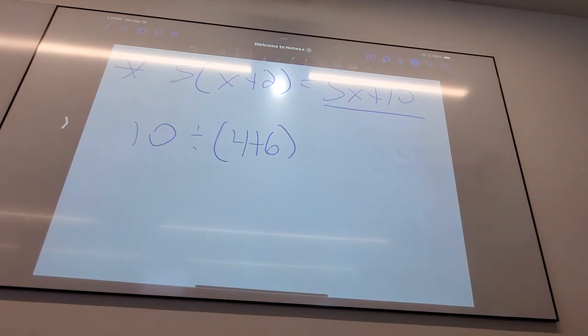If I try to distribute, what do I get? 10 divided by 4 plus 10 divided by 6. That is not 1. So distributivity does not work for division, not this way, but it does work another way.